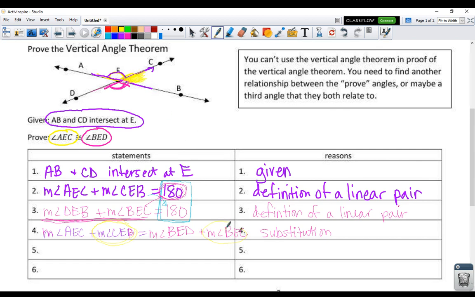Mathematically speaking, if I had an equation x plus 5 equals y plus 5, I am adding the same thing to both sides. In this case, both sides have angle BEC added to them. I can subtract from both sides. If I'm using some type of algebraic property here, in this case I'm using subtraction. This is the subtraction property of equality.